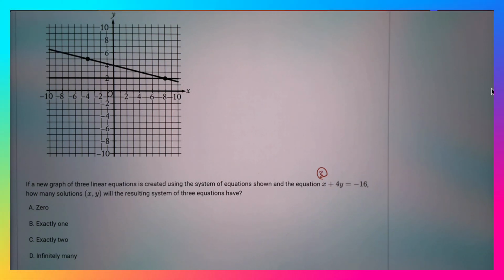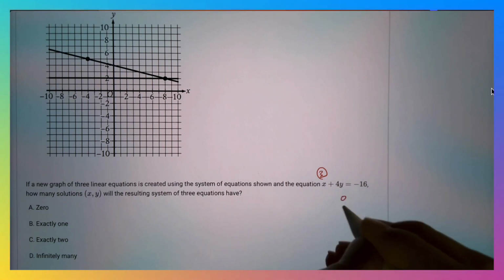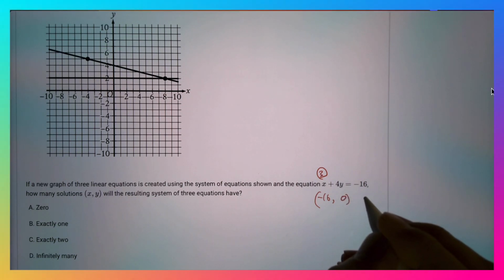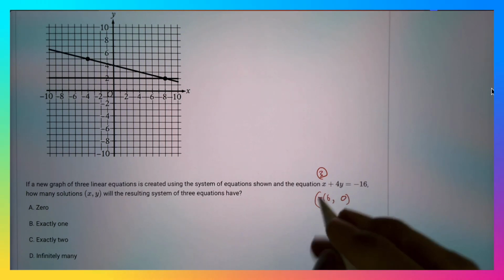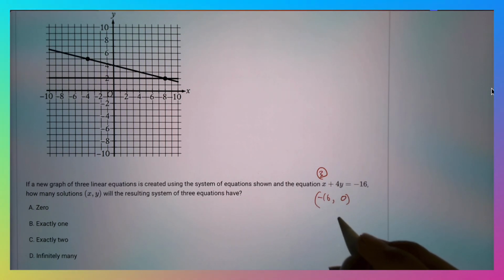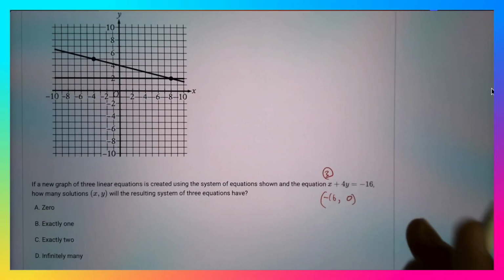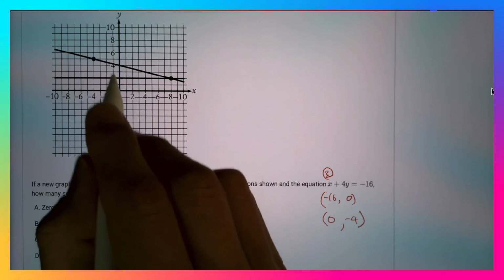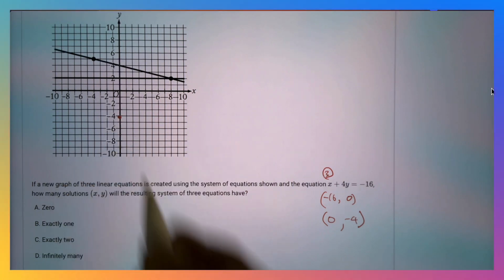So let's start with the intercepts. When y equals 0, x has to be negative 16, because negative 16 plus 4 times 0 is still negative 16. Unfortunately that is not going to be within our window of the graph, so let's try the y-intercept. When x equals 0, y has to be negative 4. That means the line crosses the y-axis at negative 4.